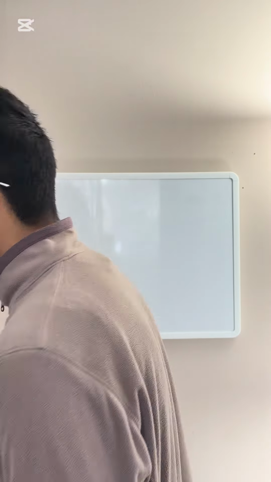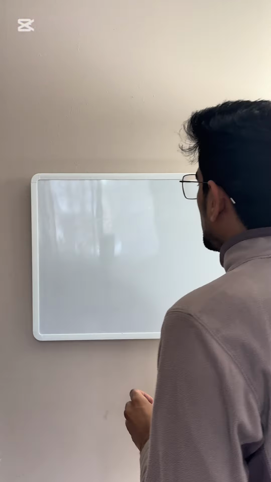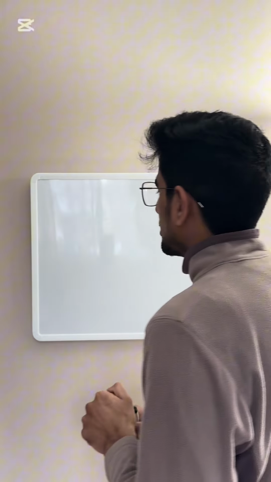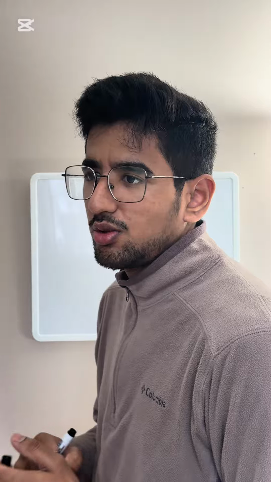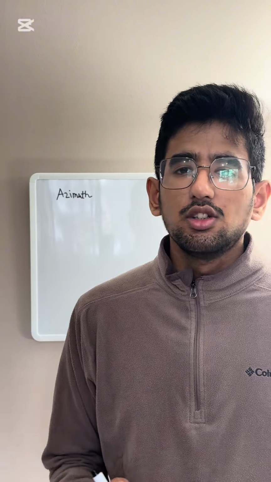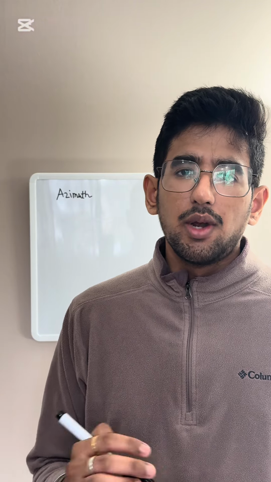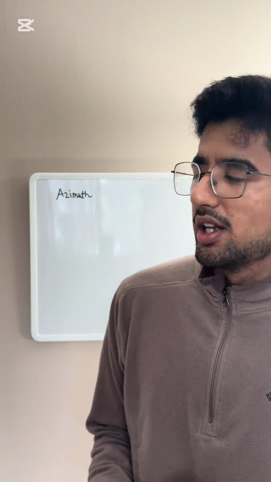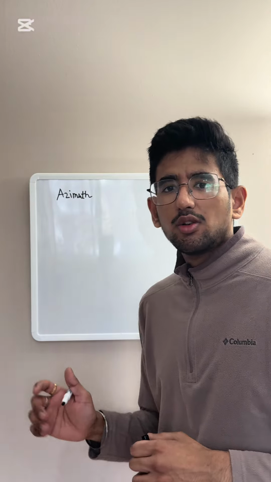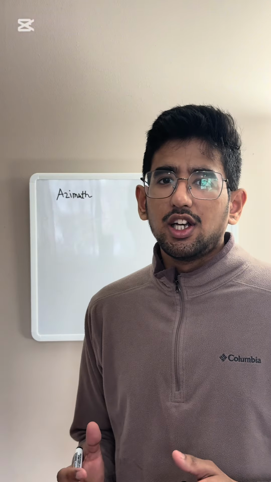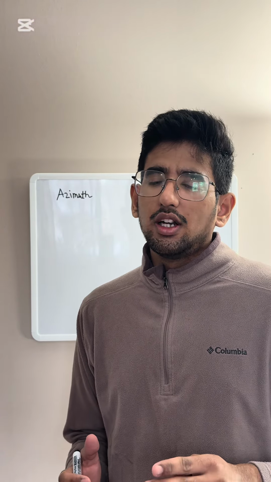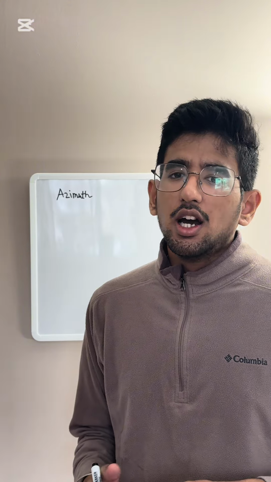Let's begin with directions in surveying. In surveying, we have two directions. One is azimuth and the other one is bearing. So we will start with azimuth first. Azimuth always ranges from 0 to 360 degrees, and it is always referenced from the north.